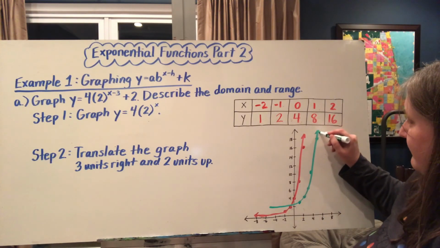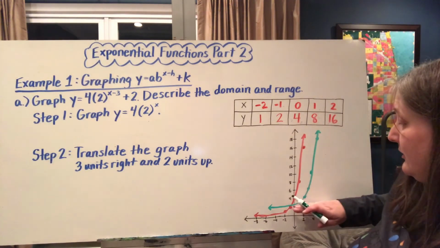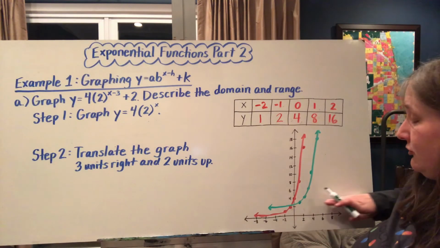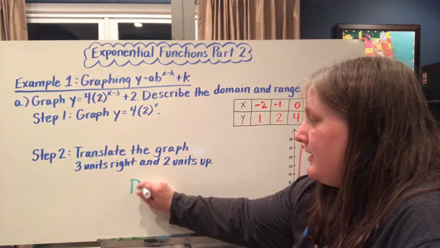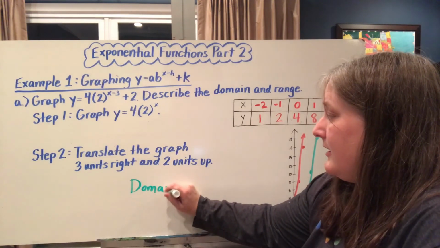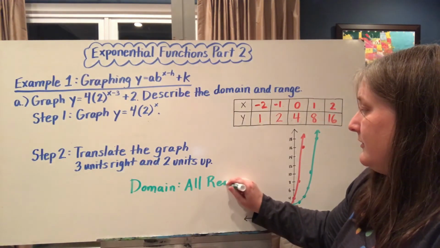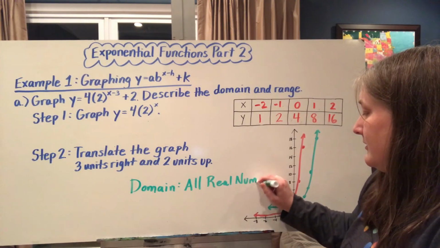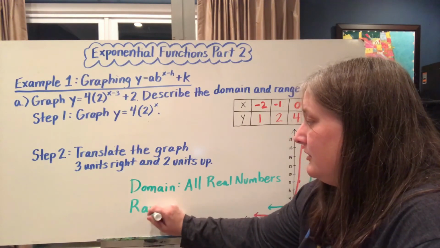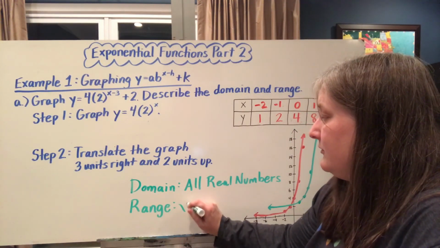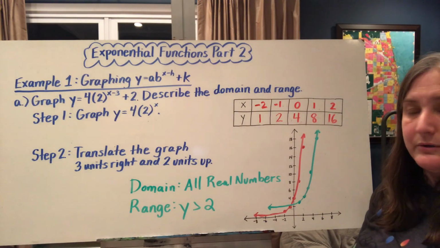So since this graph went up 2 spaces, it's approaching but will never reach the line y equals 2. So in this case, for my domain, I have all real numbers. But when it comes to my range, the y values are all greater than 2. They're all above the line y equals 2.